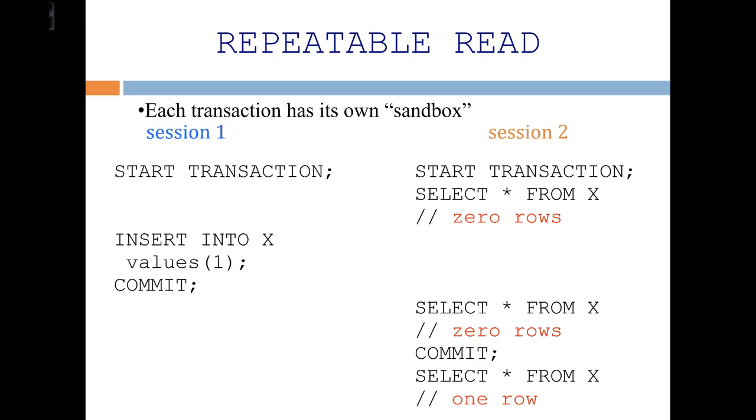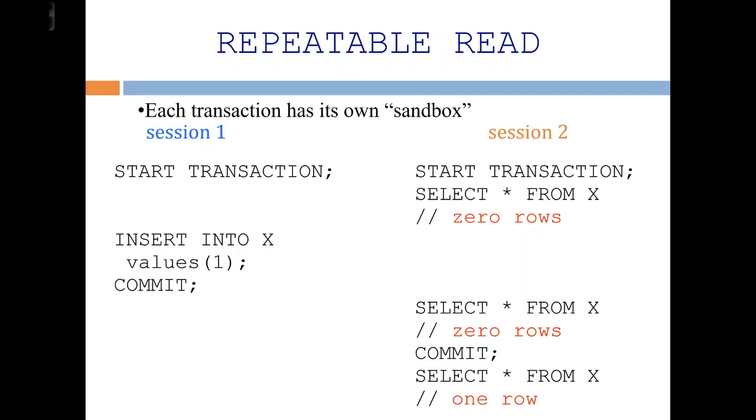You can think of the way this works as each transaction gets its own sandbox where the outside world can't interfere with it. That's not actually how it works, but we can think of it that way. So once a transaction has looked at something or selected something, then no other transaction will be able to change what it sees about that thing that it has selected.